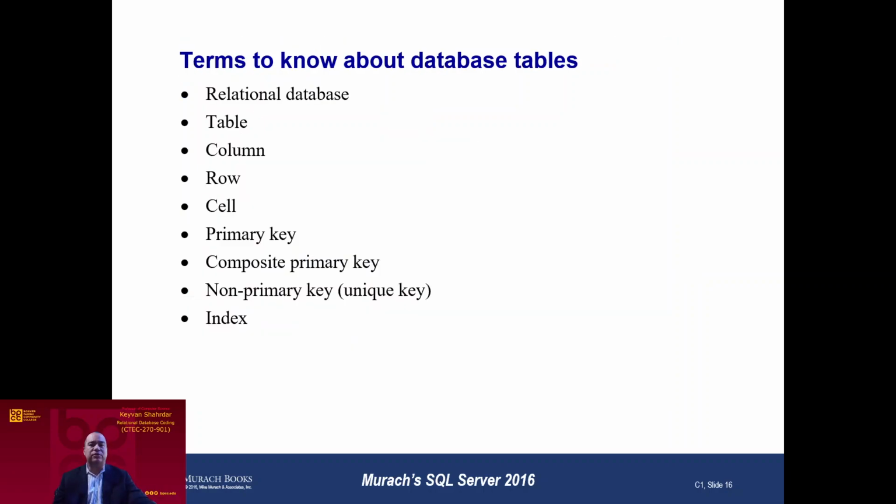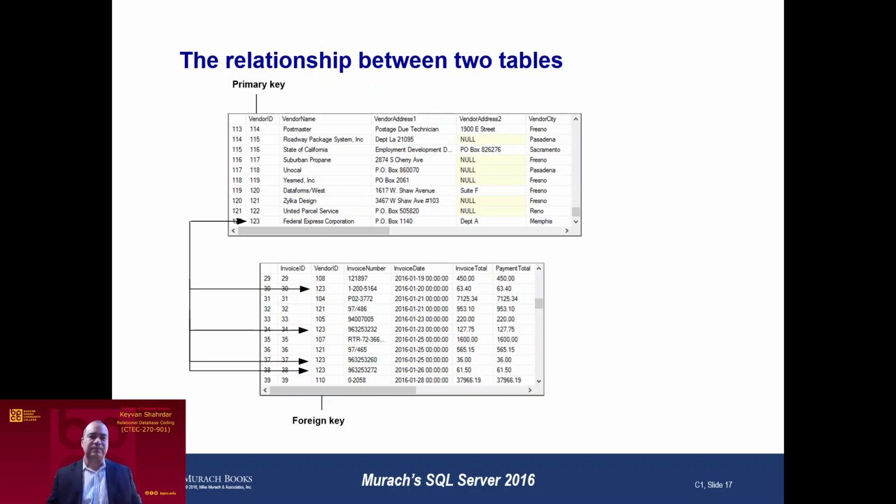So these are some terms to know about a database table. You have a relational database, tables, columns, rows, cells, a primary key, a composite primary key, non-primary key, and an index. We'll discuss primary keys, composite keys, and non-primary keys later in the semester as well. Again, this may sound a little confusing at this time, but it will be much better as we go through the semester.